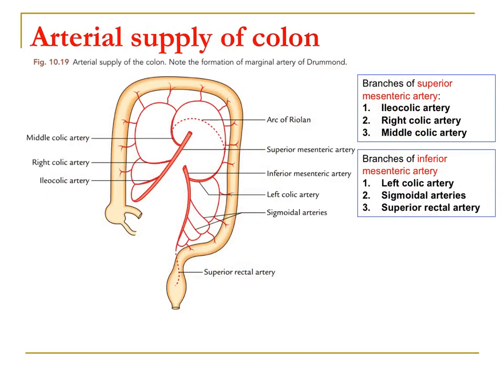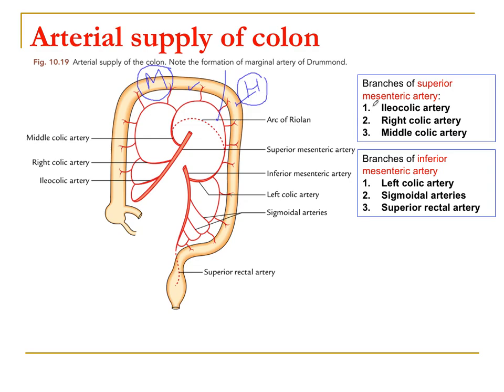Now let's move on to the arterial supply of the colon. As you know, the right two-third part of the colon and the left one-third part of the colon are developed from two different parts. The right is developed from the midgut and the left from the hindgut. So the arterial supply on the right side comes from the superior mesenteric artery and its branches, and on the left side from the inferior mesenteric artery and its branches.